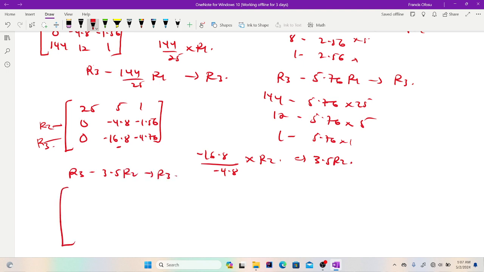So I rewrite my matrix: 25, 5, 1. Row 1 is always on tag because that is what we're looking at. Then here negative 4.8, negative 1.56. Here becomes 0. Then here is what we have to solve. This is a row operation. So row 3, which is negative 16.8 minus 3.5 multiplying 25. We punch this on a calculator, and that should give me 0, right?